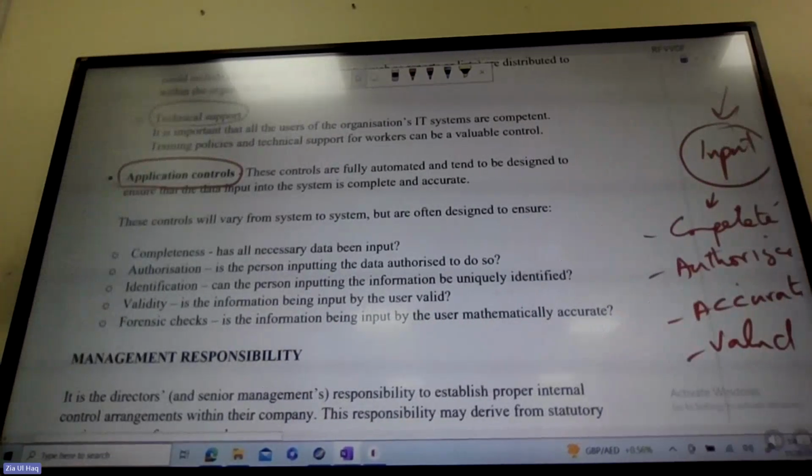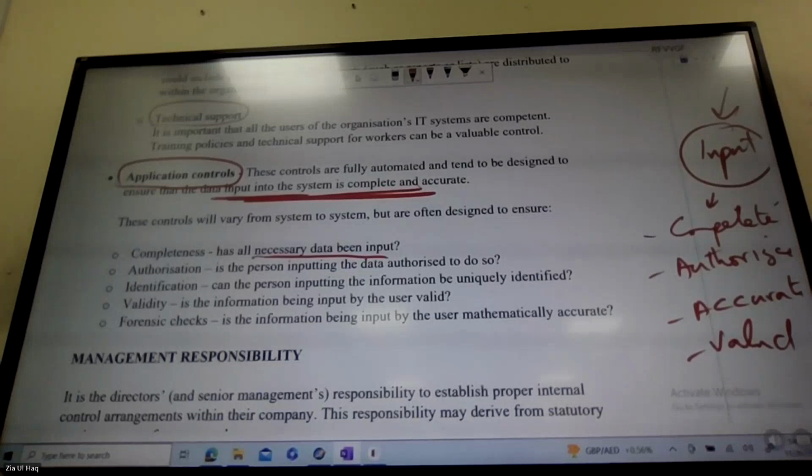So what are the application controls? These controls are fully automated and tend to be designed to ensure that the data input into the system is complete and accurate. These controls will vary from system to system, but are often designed to ensure completeness. Has all necessary data been input into the system? You should ensure this. Authorization means only the authorized user should have access and enter data into the system.